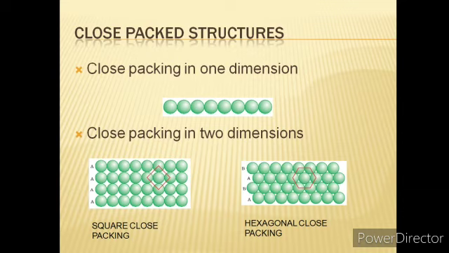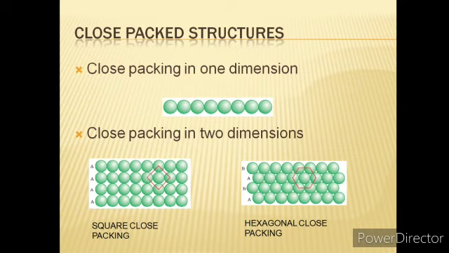In the first type, rows are aligned horizontally as well as vertically. You can see it is a square close packing. Here all the particles are aligned and each particle is in contact with four other particles. That is, the coordination number of each particle is 4. Coordination number is the number of nearest neighbors of a particle.